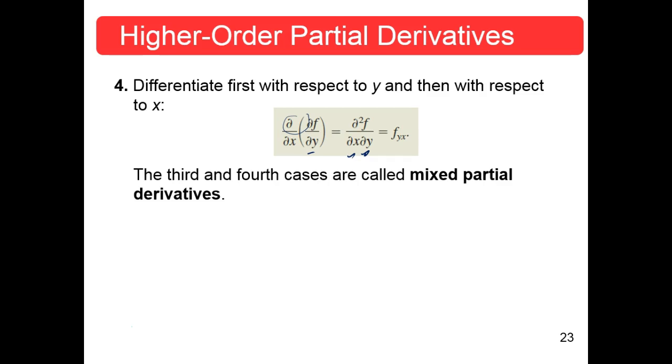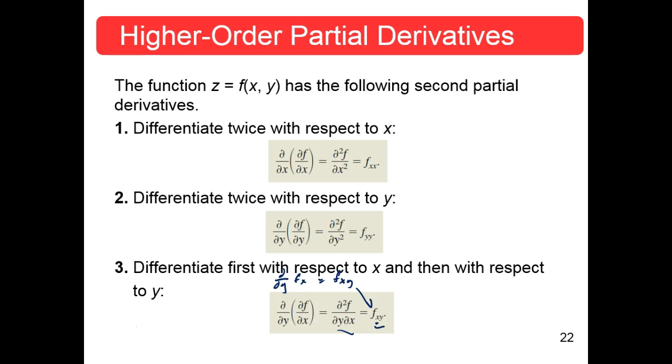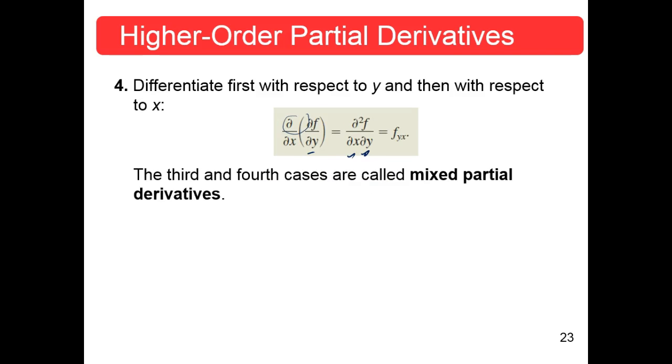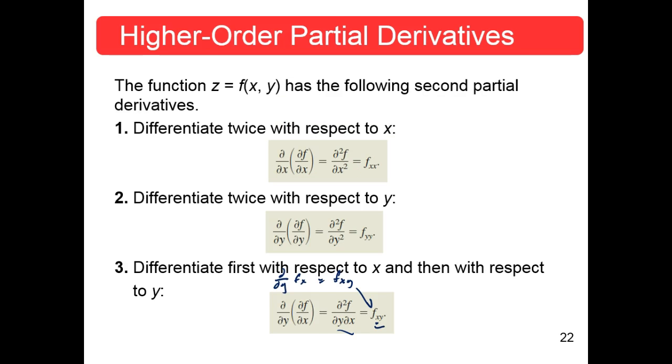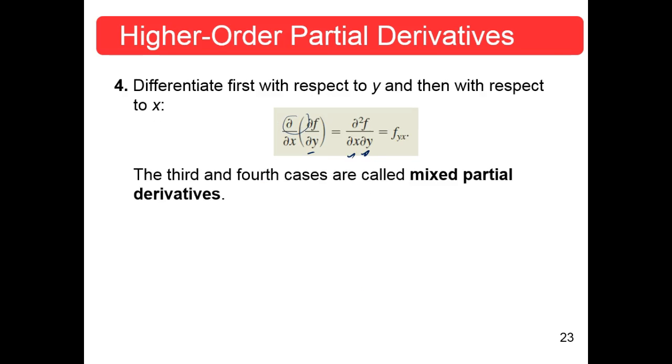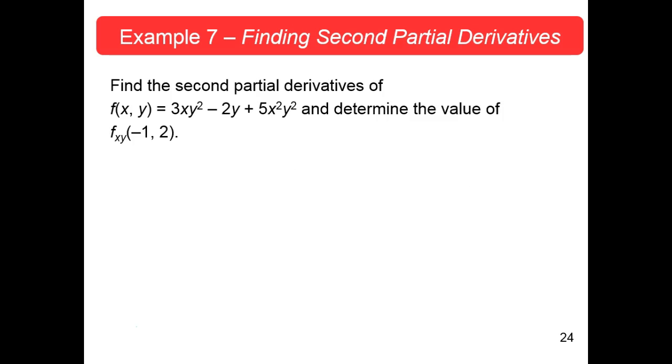Now, these last two, the third and the fourth cases, are called mixed partial derivatives because you're doing one with respect to x, one with respect to y, one with respect to one variable, one with respect to the other variable. The other two were both with respect to the same variable, so they came out pretty much what you would expect. These, however, you have to be careful of the order, except for the fact that in most cases those two mixed partials are the same.